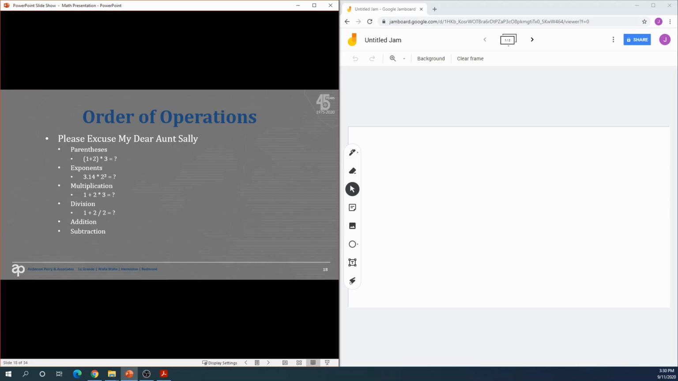Next, we have multiplication. So 1 plus 2 times 3. We'll do the multiplication first. 2 times 3 is equal to 6, plus 1 is equal to 7. So we had 1 plus 2 times 3, follow PEMDAS. Multiplication happens first. 2 times 3, that's going to be equal to 6. 6 plus 1 equal to 7.